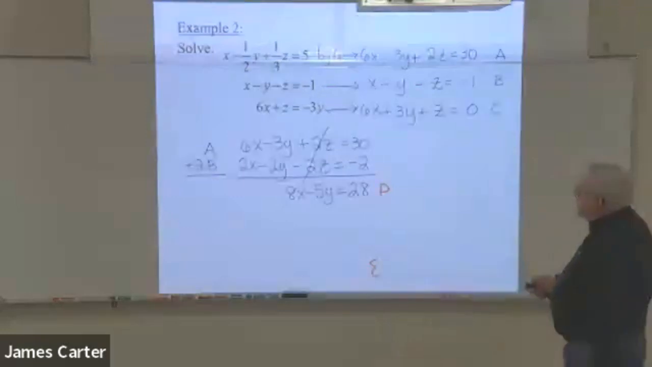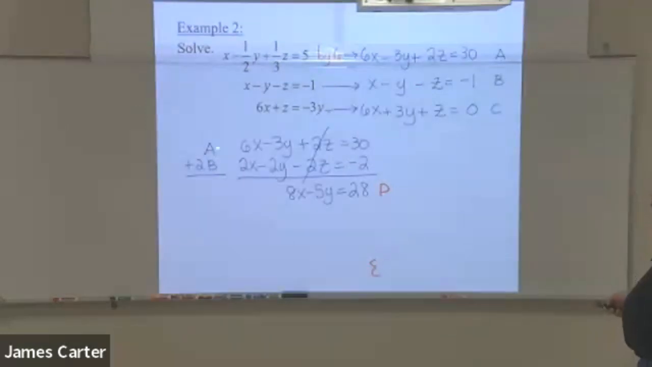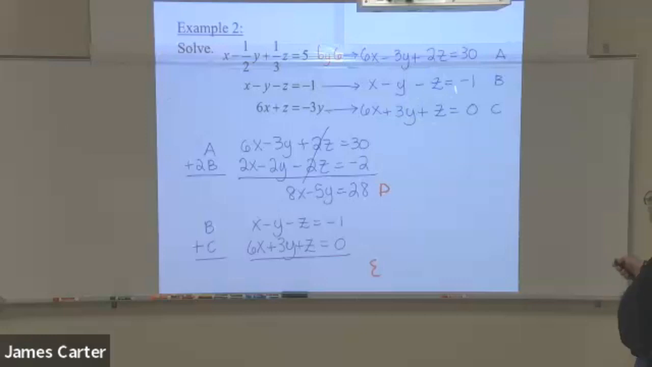Do the same thing, except with A and B, I'm either going to use A and C or B and C. So I involve all three equations. So I'm going to do B and C. In this case, because they both already have an opposite, I don't need to multiply either one of them by anything, because those z's will cancel just like they are.